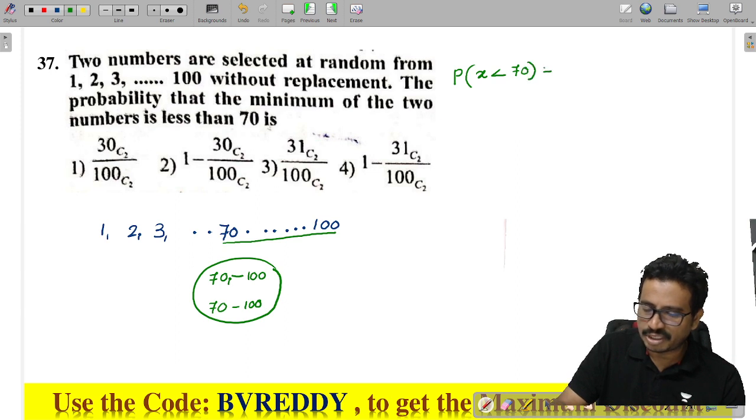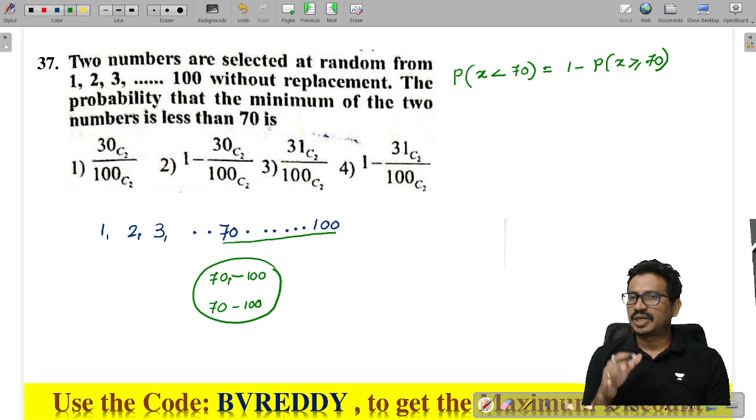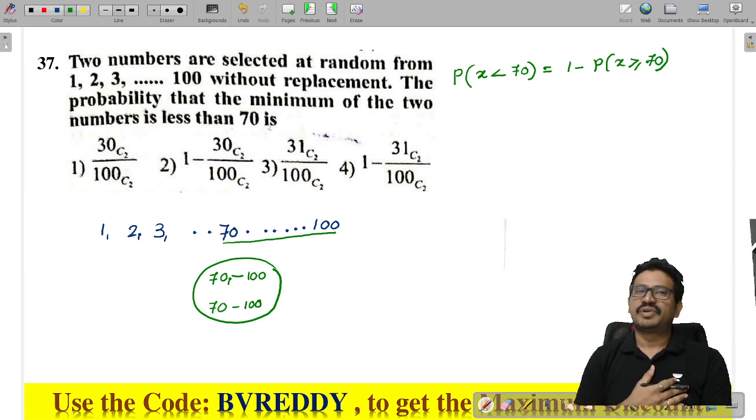What I am doing is 1 minus, can I write this value as greater than or equal to 70? Greater than or equal to 70. If I select a number in between 70 to 100, what happens now? I will definitely get a minimum number that is greater than or equal to 70, isn't it?